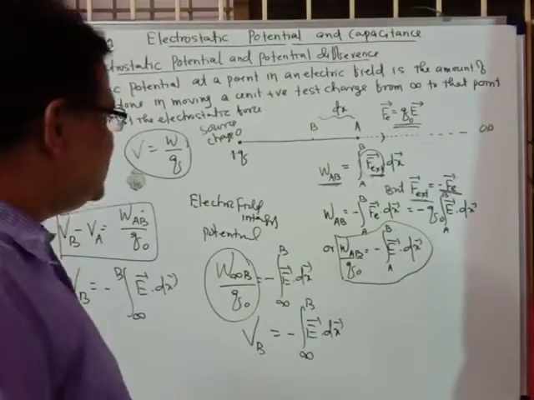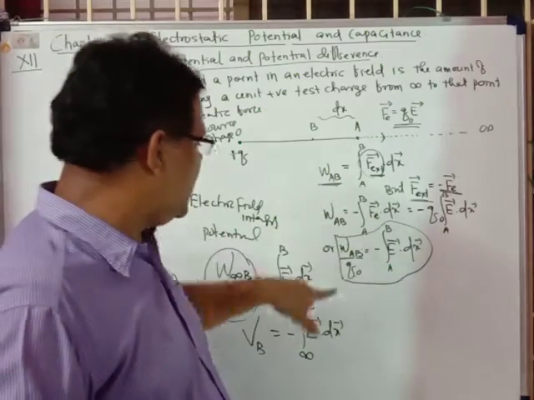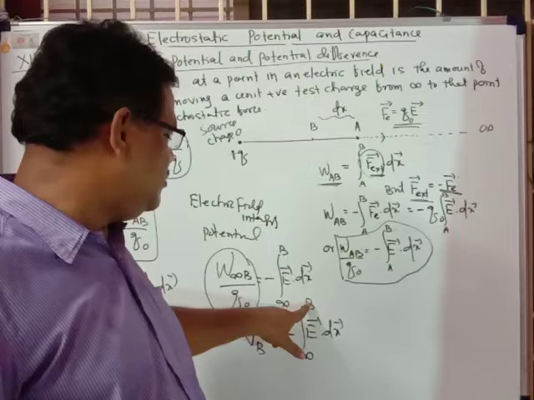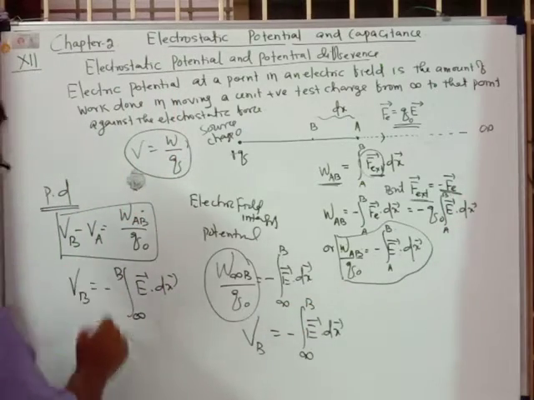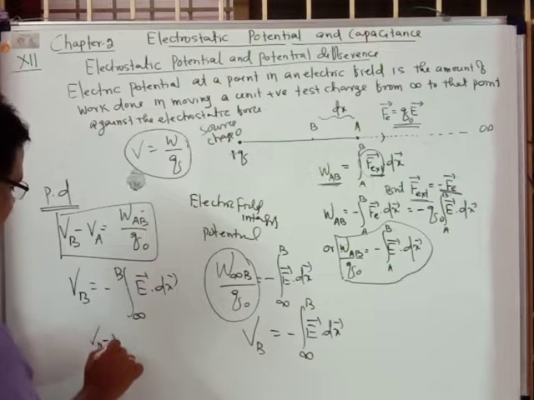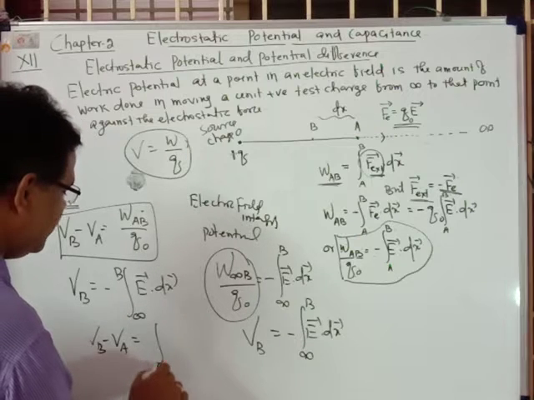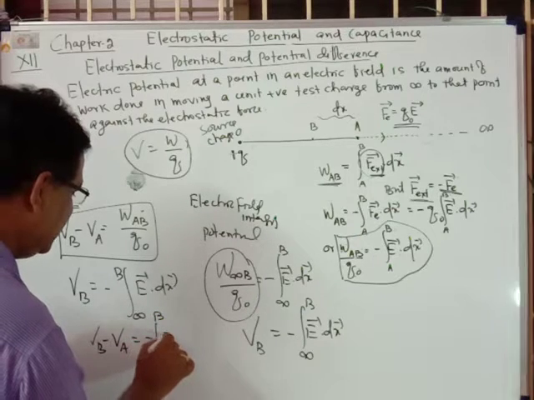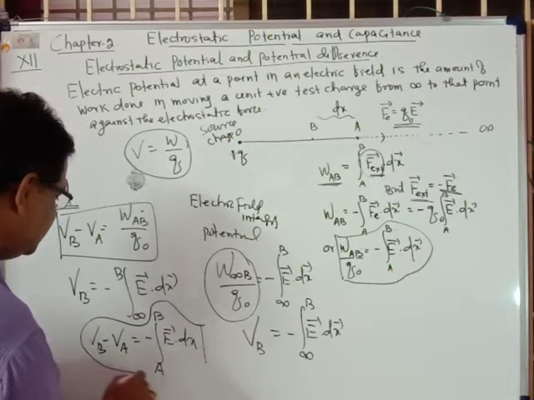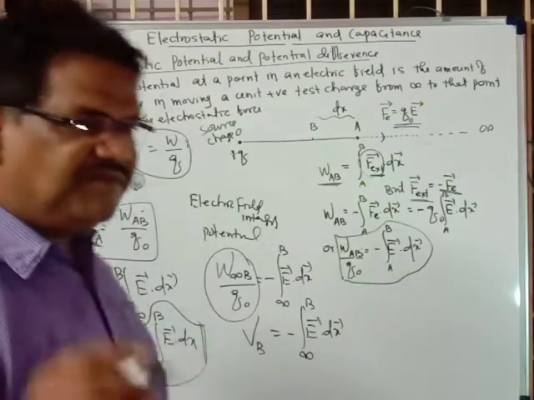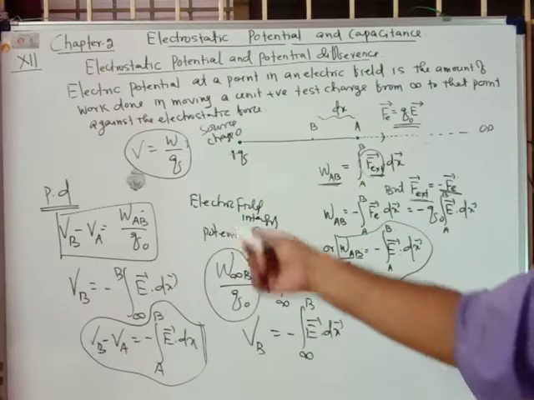And the important formula, which is very applicable for you if you remember it, is VB equal to minus the integral from infinity to B of E dot ds. So if you talk about VB minus VA, the potential difference equals the integration from A to B of minus E vector dot ds vector. It is a very important formula, and on the basis of it we can solve different types of problems. You know it from the above discussion.